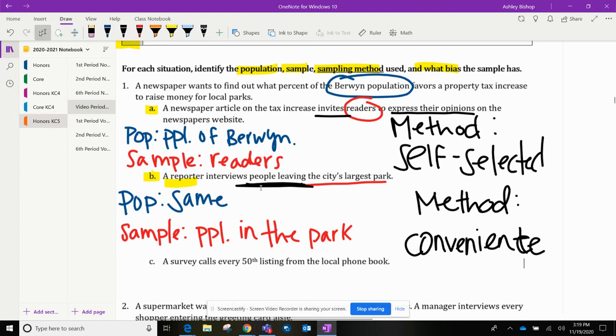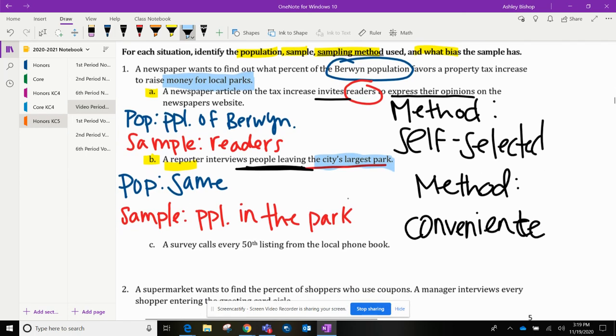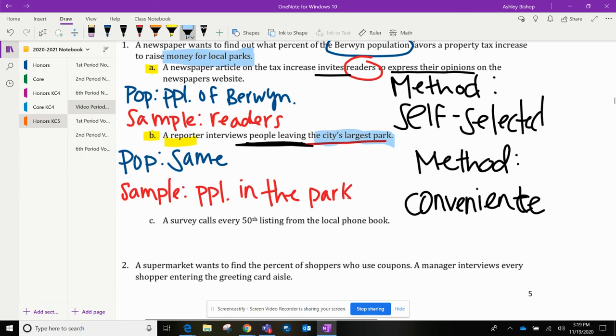And the bias here is I'm asking people that are in a park if they want me to find money to raise to make the park better. Of course, they're probably going to say yes. They enjoy being at the park. They want to be at the park, so they want to make it better. So the bias there is that it's only the people that are at the right place at the right time. And I'm asking people for whom that is near and dear to their heart.